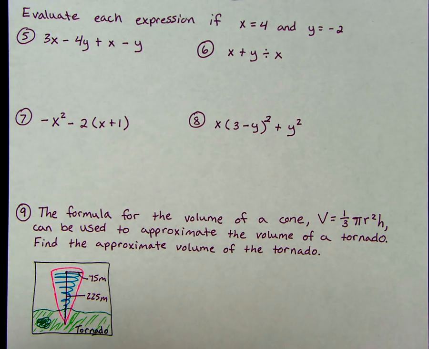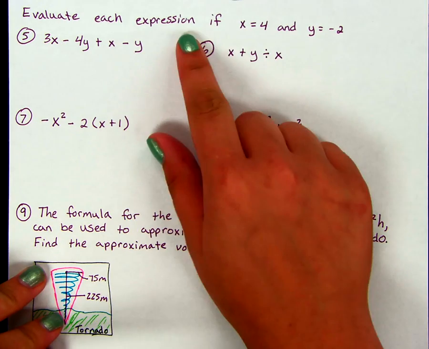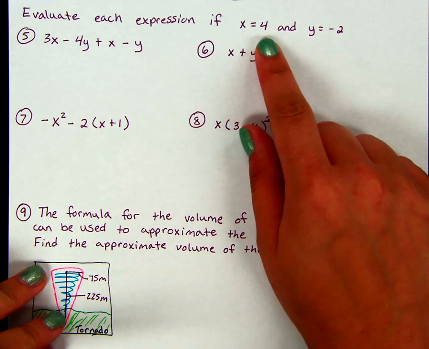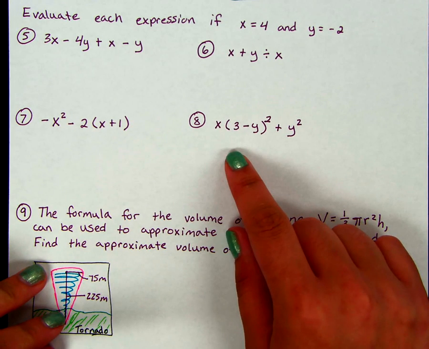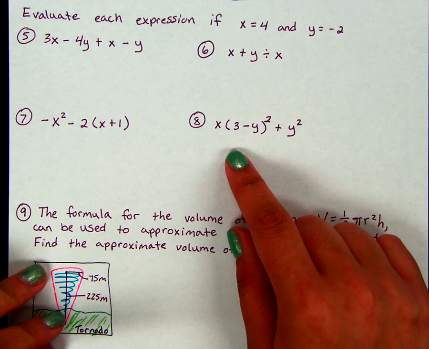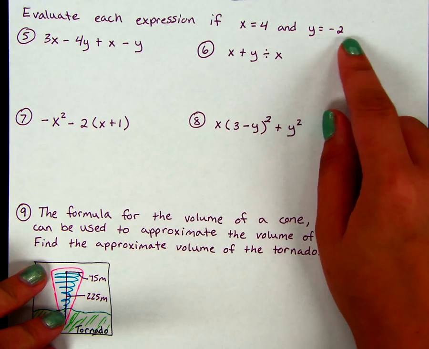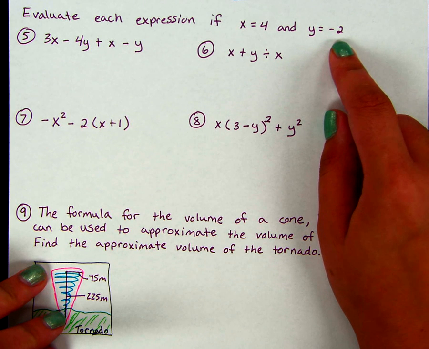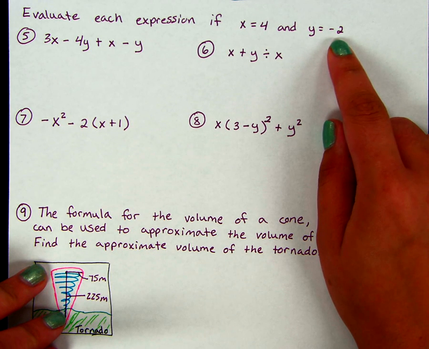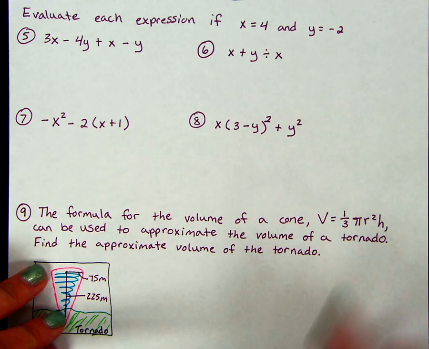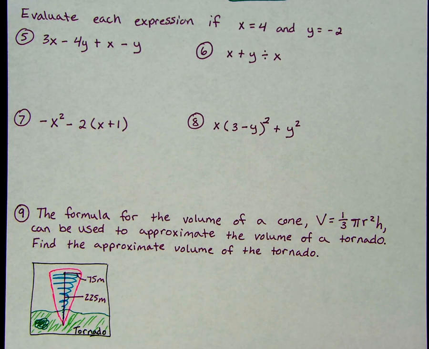So to start with, when we are substituting, we want to be very careful that we don't accidentally lose a sign. So if you notice, it says evaluate each expression if x equals 4. So that means in these problems, whenever we see an x, we're going to replace it with a 4. And then y equals -2. So again, wherever we see a y, we're going to replace it with that -2. But we need to be very careful that we don't accidentally lose that negative somehow. So whenever you substitute, the best thing to do is to use parentheses around what you are substituting.